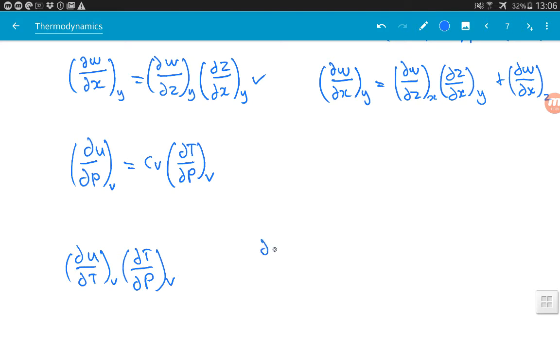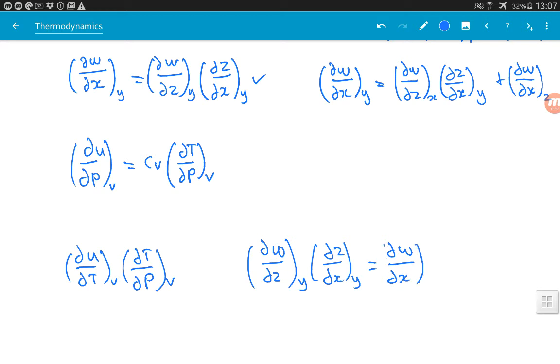So based on this identity, dW dZ at constant Y, del Z del X at constant Y equals del W del X at constant Y. So from here you can have that this will be equivalent to del U del P at constant V. So that's one way to do it.